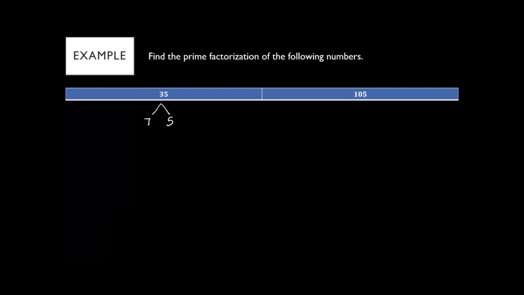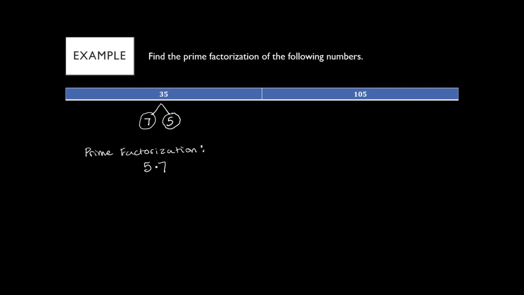And then you ask yourself, are these numbers prime numbers? So 7 is on our prime number list, so I like to circle them. And 5 is on the prime number list, so I circle it when I find a prime number. And once you've circled every number and you can't break it down any further, that's when you're done. So this is just a one-step prime factorization. And so our prime factorization for 35 is 7 times 5, or usually we'll write the smaller number first. So we can write this as 5 times 7.